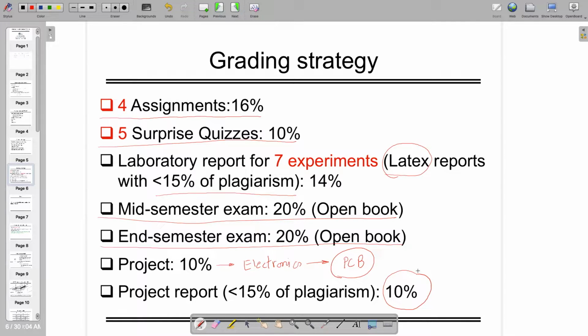And if everybody agrees that they are coming on time, I don't want to take attendance and have these meetings. I don't like that. But if all of you are coming on time, then it's okay.